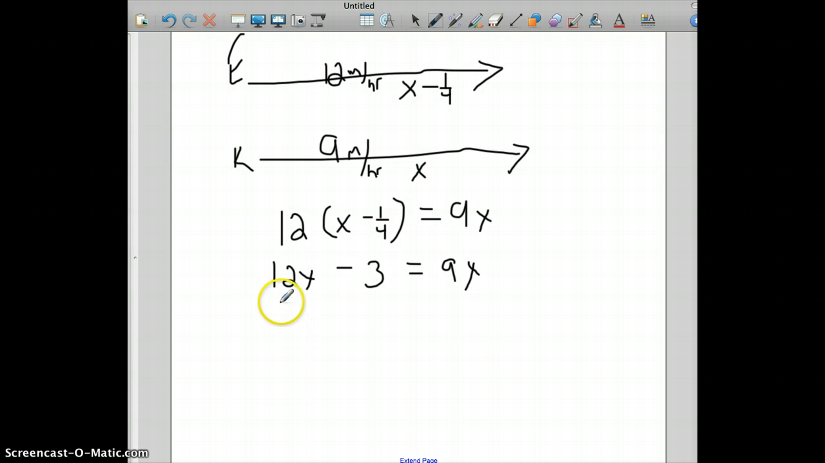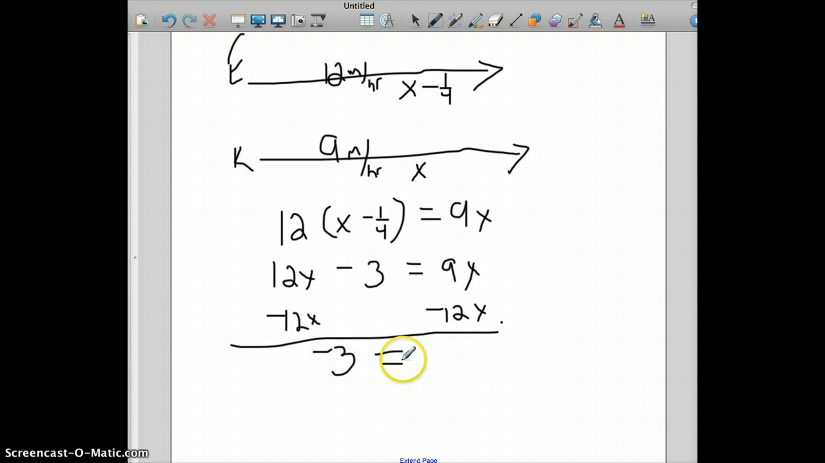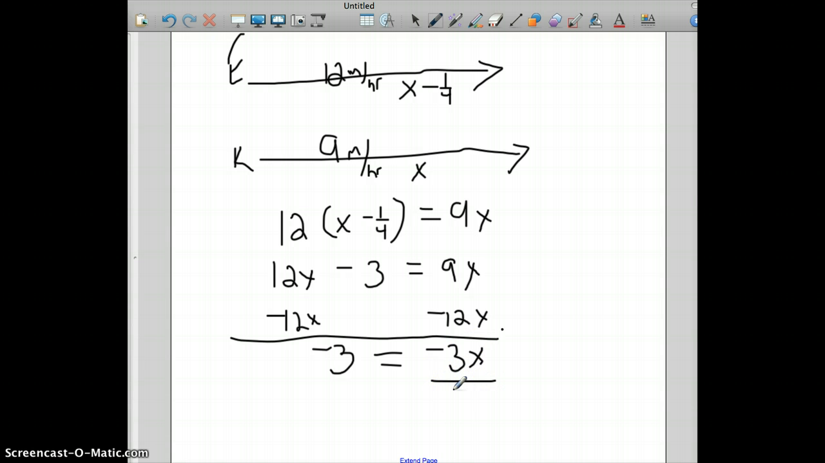I'm then going to combine like terms by subtracting 12x from both sides. Remember, we're combining like terms here. And I'm going to end up getting two negative numbers, which I don't like to do, but it's the quickest way in this case. So we then have -3, and then we get -3x over here. We end up dividing both sides by -3, and we get 1 for our x.